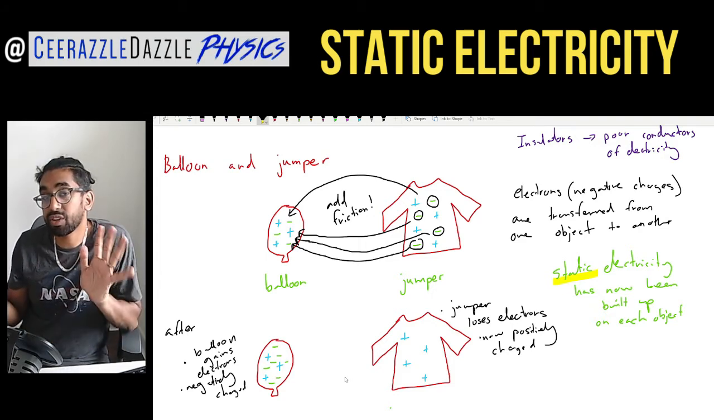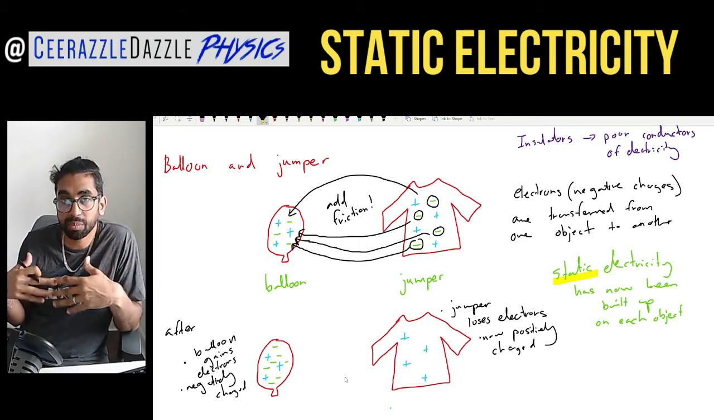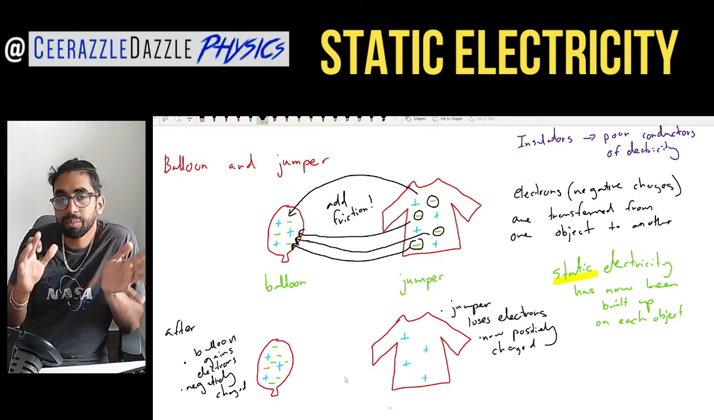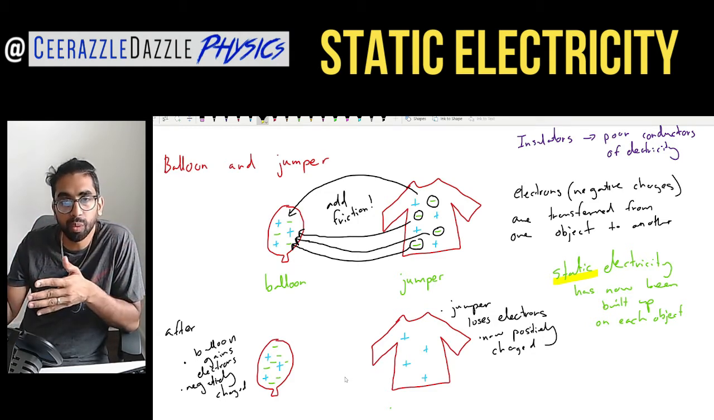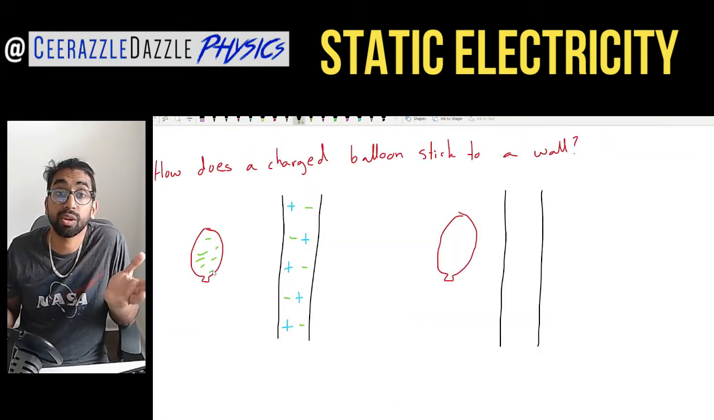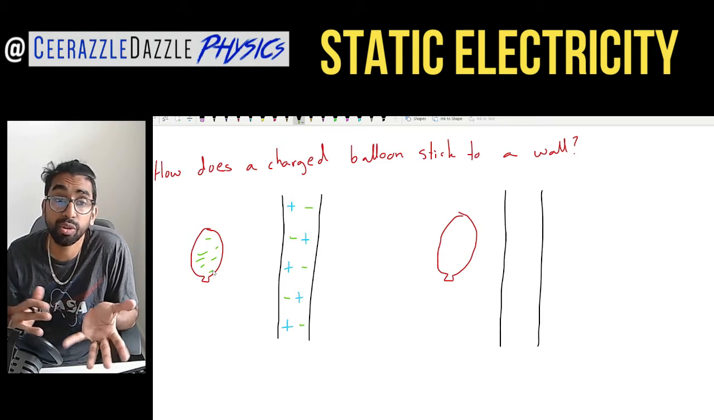Fantastic. Right, so if you do this in real life, you take a balloon, you rub it against a jumper, you notice that the balloon becomes charged. Then you might see that some people will take that balloon and stick it to a wall. But how does that work? We're going to explain it right now. How does a charged balloon stick to a wall?